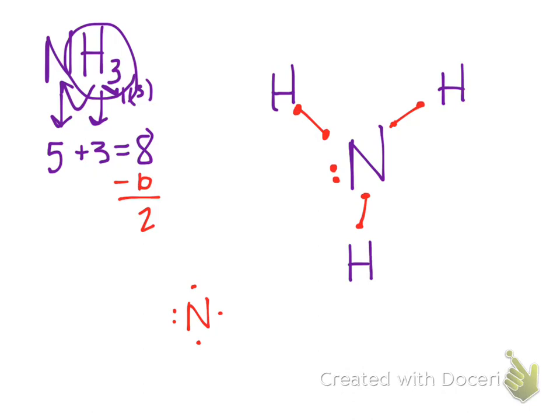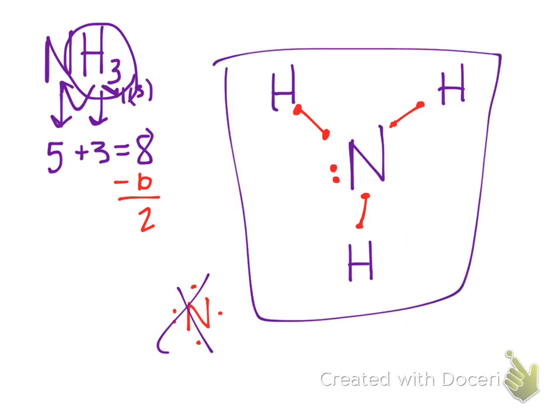Okay, so now we count our electrons. We're going to count total. Does nitrogen have an octet fulfilled? 2, 4, 6, 8. Yes, nitrogen's octet is fulfilled, and we needed 8 electrons total. So that is a good Lewis structure. That's it.